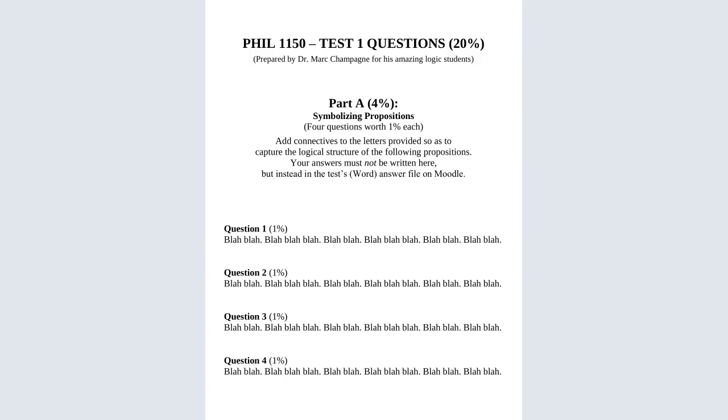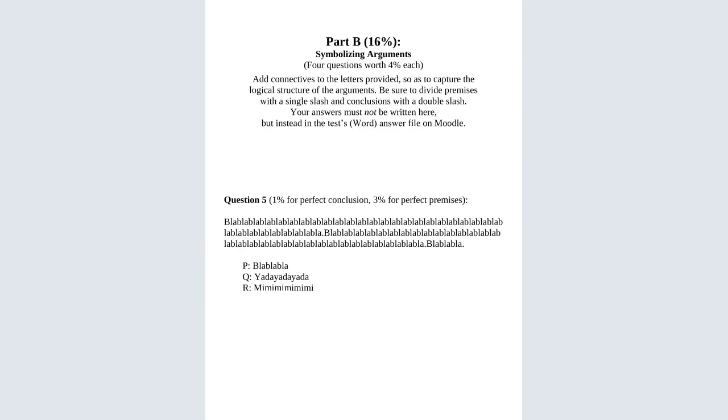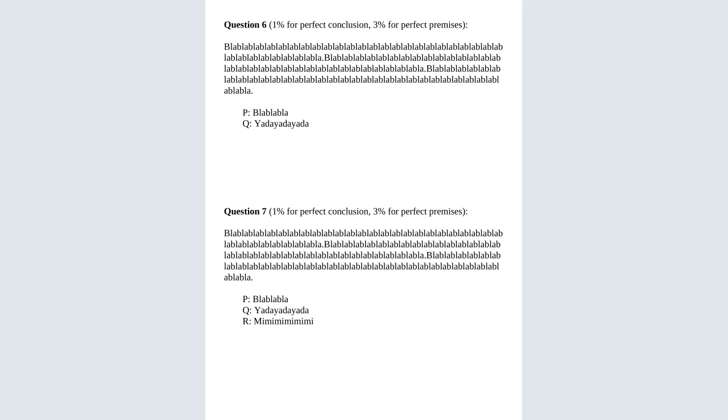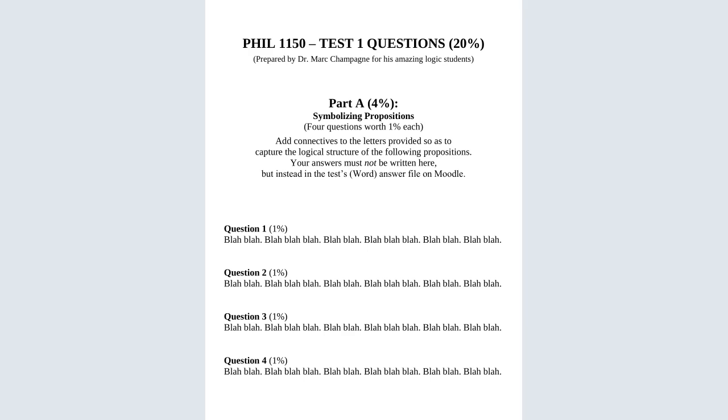That PDF file, you can see here, has 3 pages in all, part A and part B. And on it, you'll have the questions. And the questions look exactly like your homework. So look here. This looks exactly like your homework, minus the actual wording. You'll have a piece of language. Here I write blah, blah, blah, because I'm not going to give you the questions before the actual test. But what you'll have is a piece of language, a set of compound propositions, right? And your job in part A will be to add connectives to the letters provided so as to capture the logical structure of the following propositions. Your answers must not be written here, but instead on the test's Word answer file on Moodle.